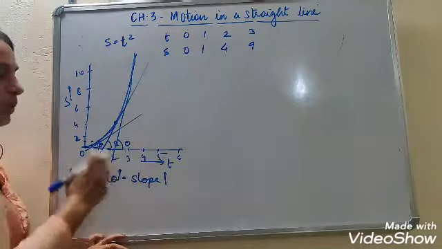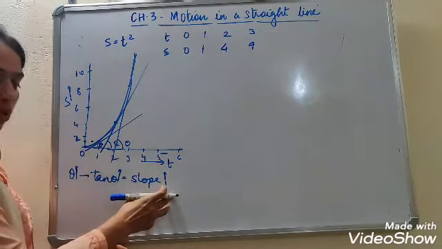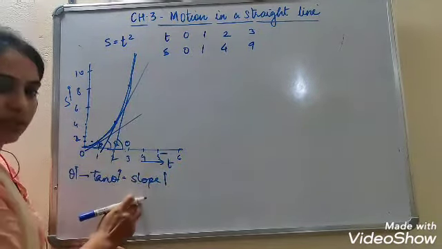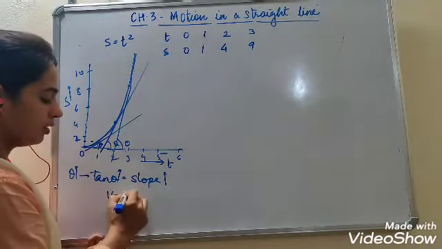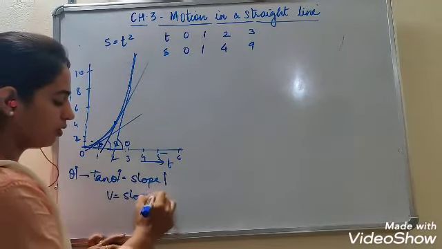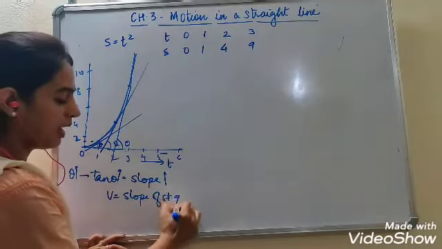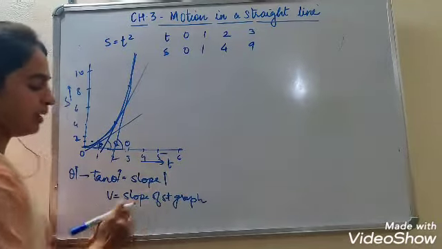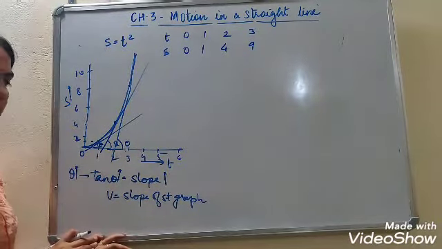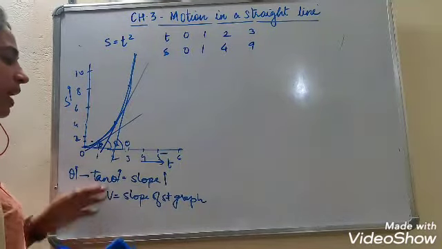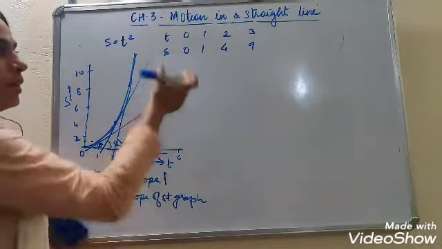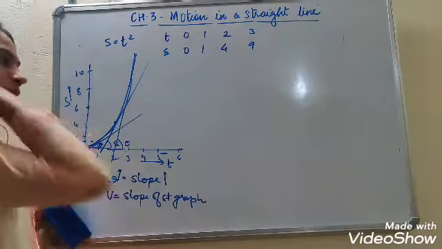Okay. Slope is increasing. What is slope? Slope of the s-t graph is nothing but velocity. So velocity is the slope of the s-t graph. And if this is increasing, that means velocity is continuously increasing. So velocity is changing, variable velocity we are having.